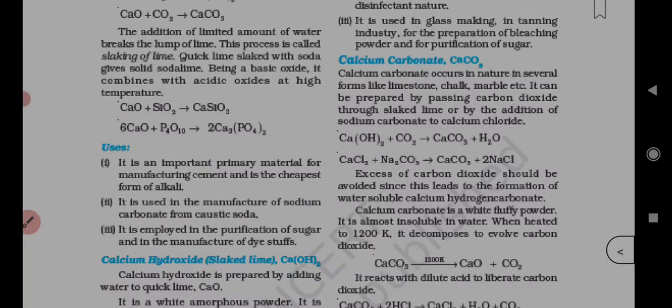So excess of carbon dioxide, that is temporary hardness, of course. Excess of carbon dioxide should be avoided, since this leads to the formation of water soluble calcium hydrogen carbonate. Calcium and magnesium bicarbonates, or hydrogen carbonates, are soluble, so they cause temporary hardness to the water. And permanent hardness is due to the calcium and magnesium chlorides and sulfates. So the trouble is from soluble salts. The salts that are insoluble, we don't have a problem with, but these are soluble.